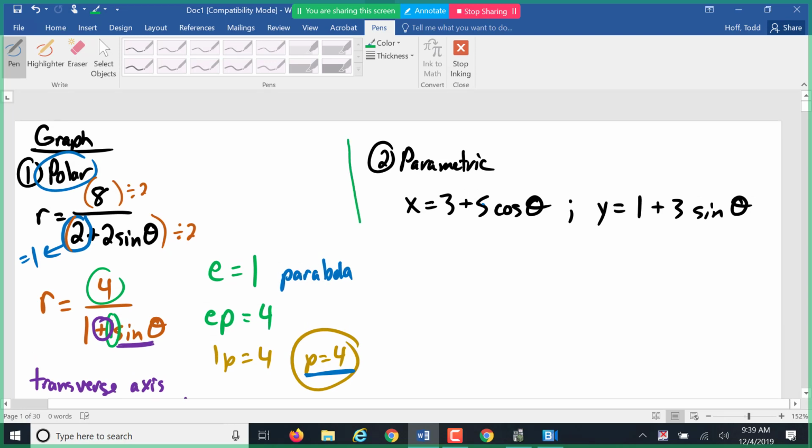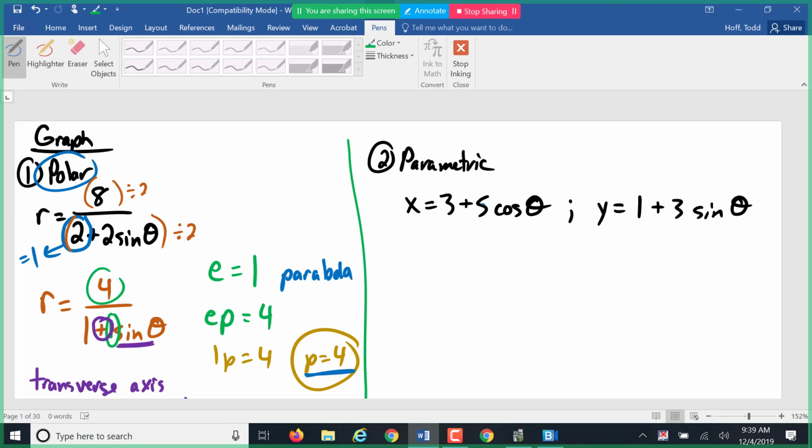Number 2, if I want to graph this, the first thing I have to do is recognize what shape this is. Well, if it were a circle or an ellipse, it would involve sine for one of the variables and cosine for the other. This is a circle or ellipse, obviously. If it was a hyperbola, it would involve secant for one of the variables and tangent for the other. This is sine and cosine, so obviously it's not a hyperbola.